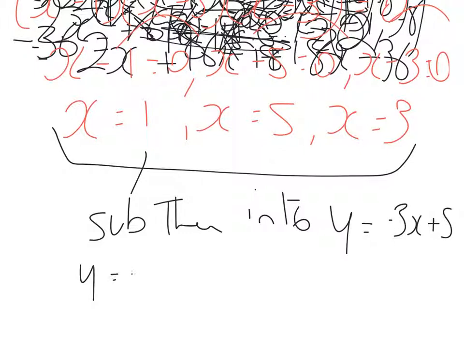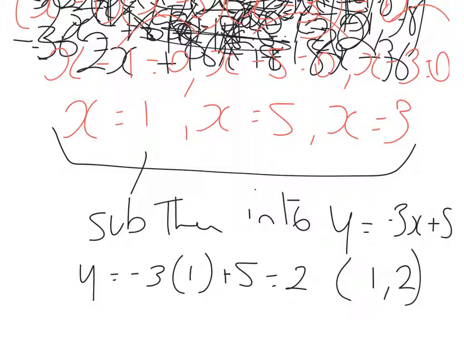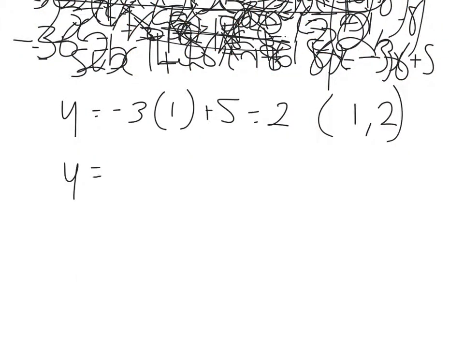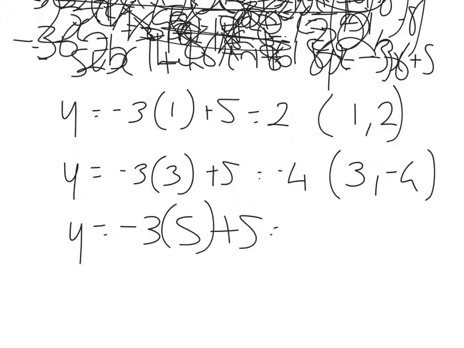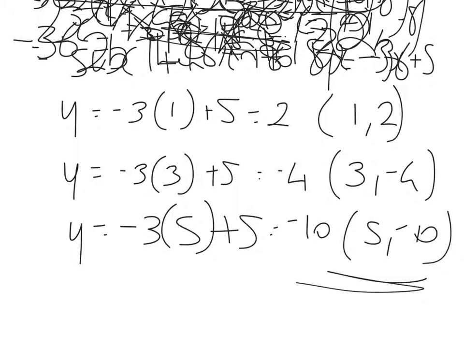So first one, minus 3 lots of 1 plus 5. It's minus 3 plus 5, that's 2. So the first point of contact then is (1, 2). I'm now going to sub in 3, so that will be minus 3 lots of 3 plus 5. That's minus 9 plus 5, which is minus 4. So second point of contact will be (3, -4). And the third one is minus 3 lots of 5 plus 5. So that's minus 15 plus 5, which is minus 10. So third point of contact is (5, -10).